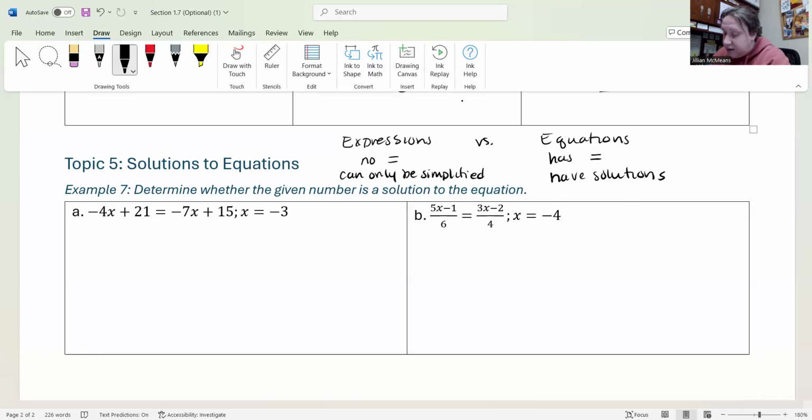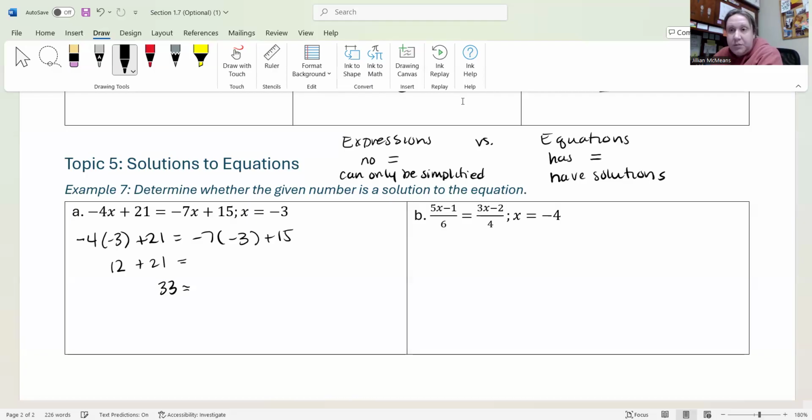So we're just going to rewrite the entire equation, but anywhere we see an x, we're going to put in a negative 3. So we end up with negative 4 times negative 3 plus 21 equals negative 7 times negative 3 plus 15. We want to know, is this true or not? So let's do a little work. Negative 4 times negative 3 is positive 12. We multiply two negatives, it becomes positive. So we get positive 12 plus 21. So 12 plus 21 is going to be what, 33?